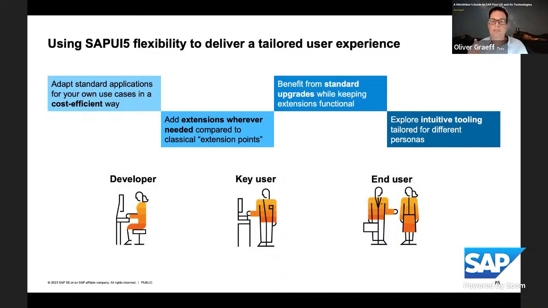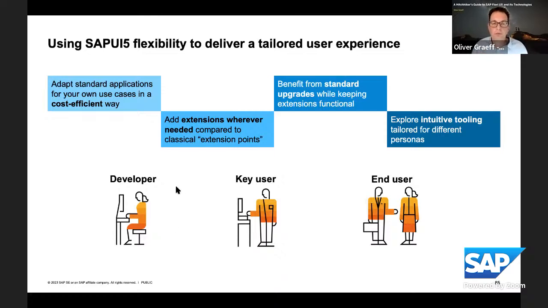If the extension points are in the wrong place, not enough, or not in a consistent way in the applications, then that's an issue. And here with the SAP UI5 flexibility technology, you can do changes wherever needed. There's no need for a predefined extension point. If they exist, you can use them, but there's no need for predefined extension points. Just by using SAP UI5, the app has these capabilities.